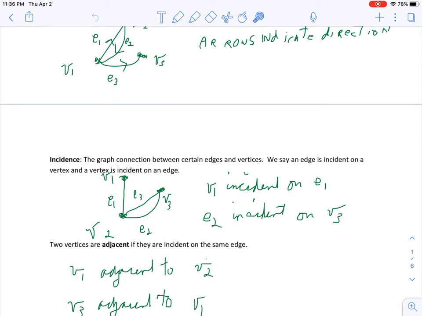All right, so V1 is incident on E1. By the same token, I can say E2 is incident on V3. Why? Because E2 is connected to V3. So we can say a vertex is incident on an edge, or we can say an edge is incident on a vertex.